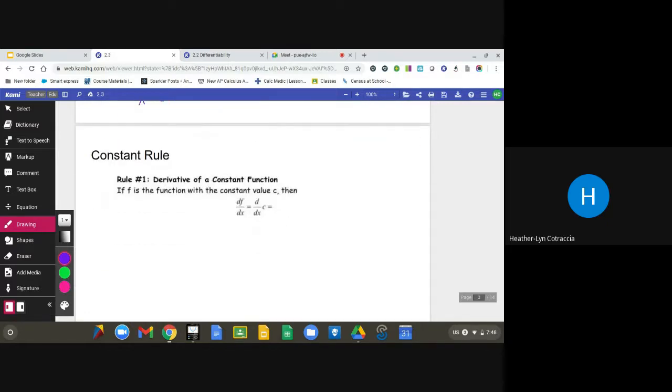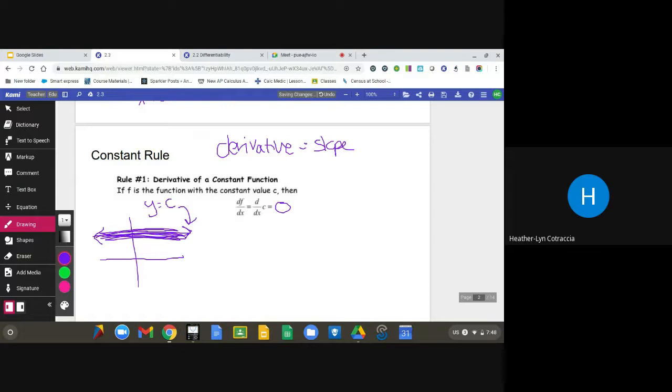So in class, we started to develop some of these ideas. So the constant rule. Let's talk about a constant. What does y equals c look like? It is a straight line that goes across. Now remember, derivative equals slope. So therefore, the slope of any horizontal line is equal to 0. So the derivative of a constant will always be 0.